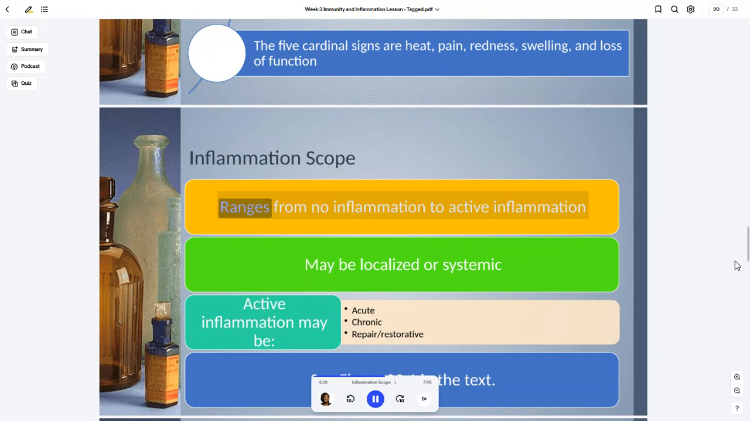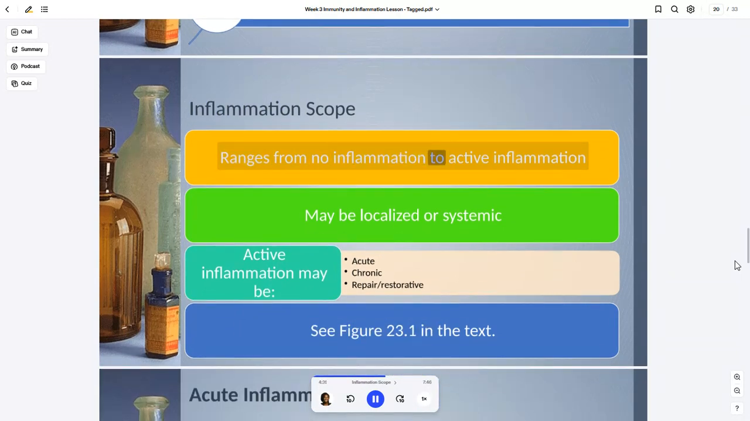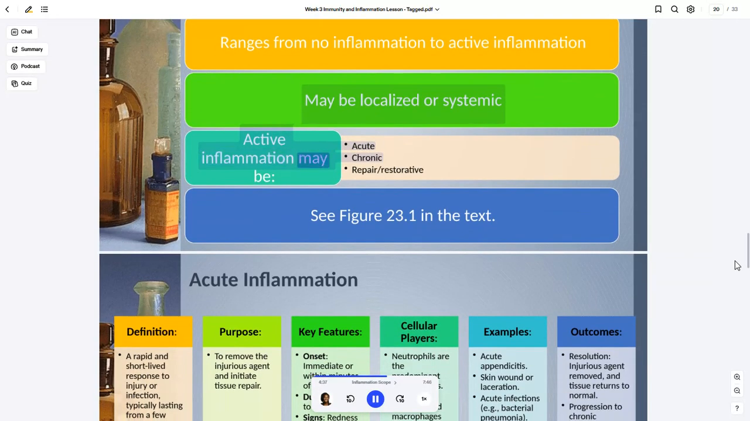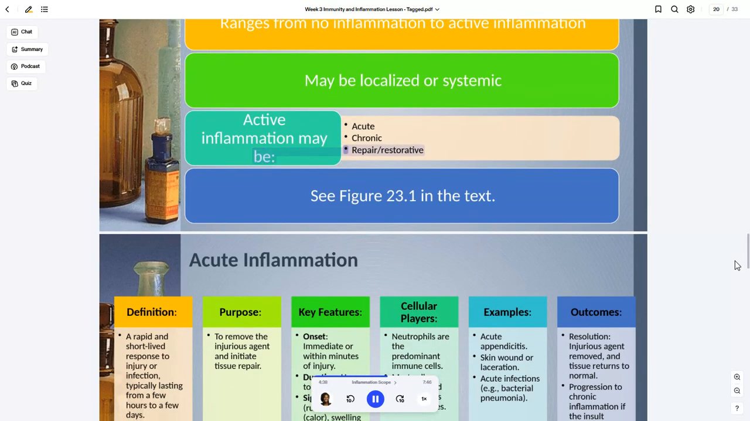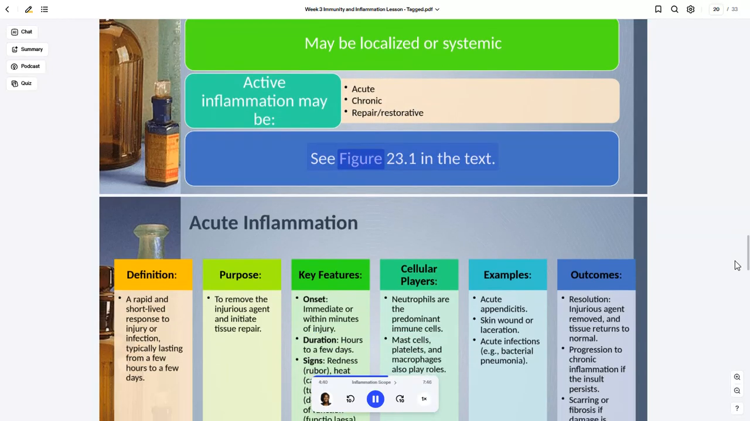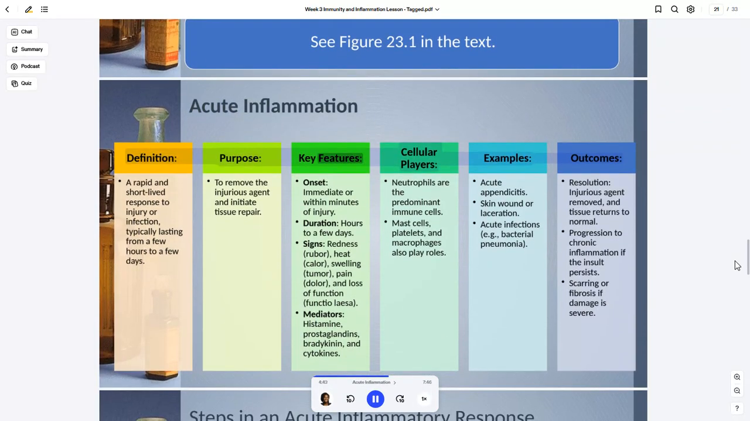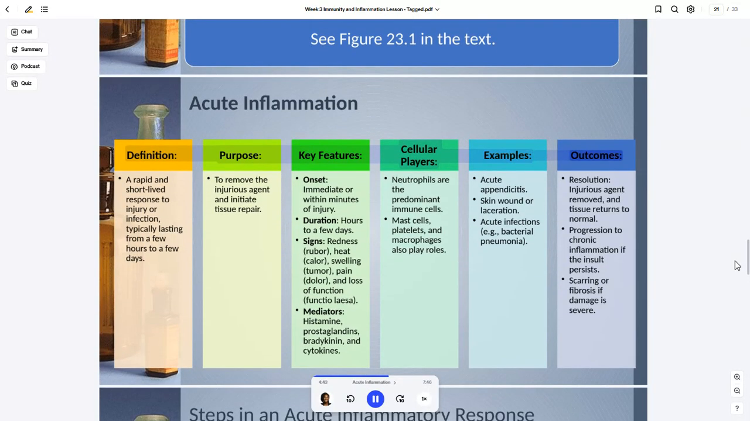Inflammation scope ranges from no inflammation to active inflammation. May be localized or systemic. Active, acute inflammation may become chronic. Then there is repair, restorative. See Figure 23.1 in the text. Purpose, key features, cellular players, examples, outcomes.